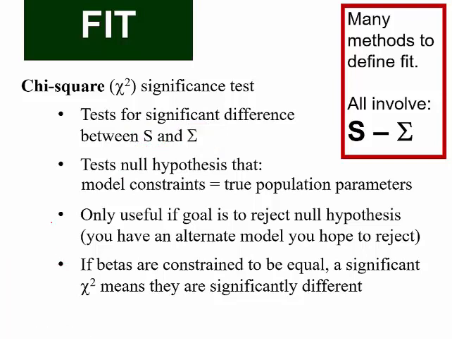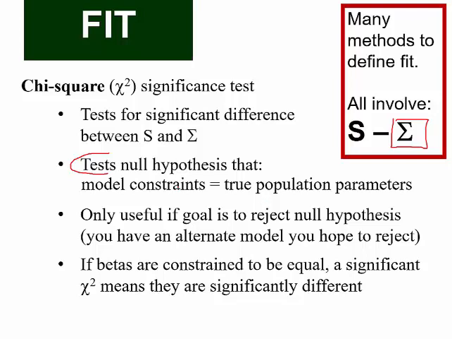So recall that with significance testing we have a null hypothesis, and the null hypothesis is an assumption about what the true population parameters are. Usually when we do significance testing, the null hypothesis is that all the population parameters are 0. But in this case, our null hypothesis is that the population parameters will be whatever sigma says they are, what our model, with all of its constraints, says those population parameters are.